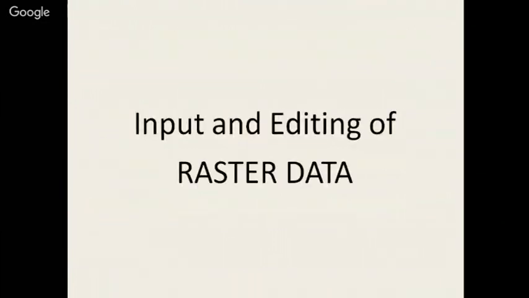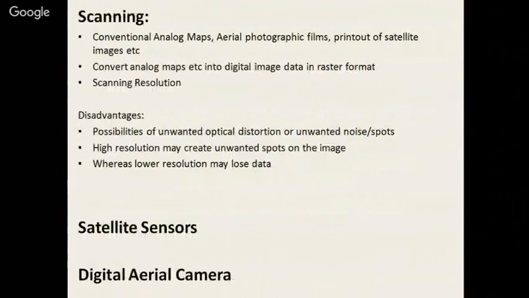So, inputting and editing of raster data. Raster data are inputted in certain ways. Scanning is the first manner in which we retrieve data from analog maps or aerial photographs or printouts of satellite images, like the hard copies, and convert analog maps into digital data in raster format. Scanning resolution is a property of the scanner, which determines how well it could receive the data from the source. Scanning has some disadvantages too.